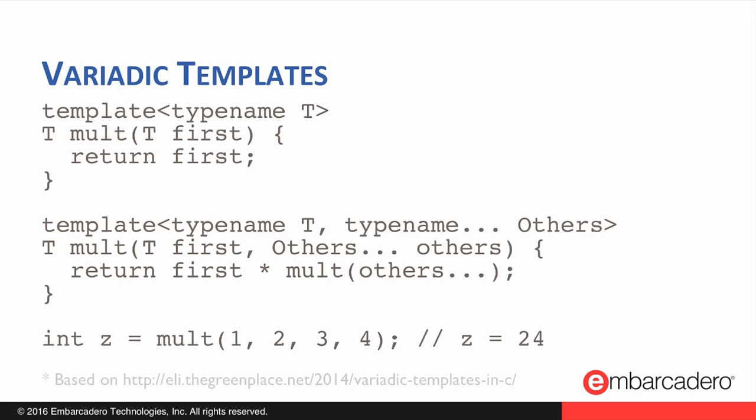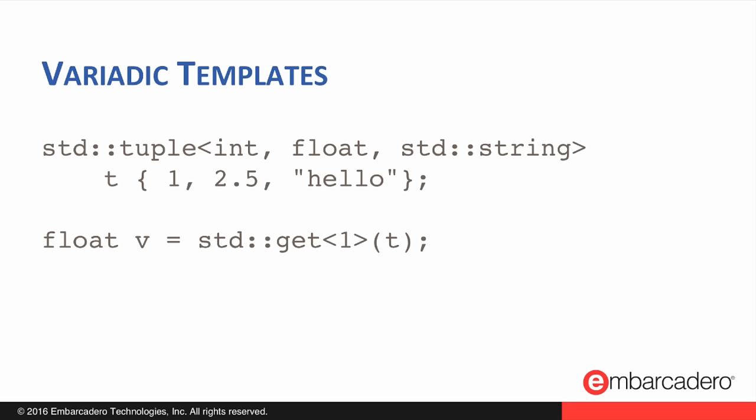How often will you use this yourself? Probably not very often in your own code, but you may use code that uses it a lot. The most common example is tuple, which allows you to define an object holding an arbitrary number of values. The code you can see creates a tuple of 3 values and shows getting one of the values. Note that there's another initializer list. Tuples are a neat way to collect data without defining a structure just for the job. For example, they're very useful for returning several pieces of related data.